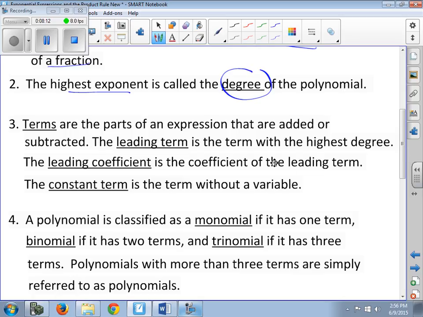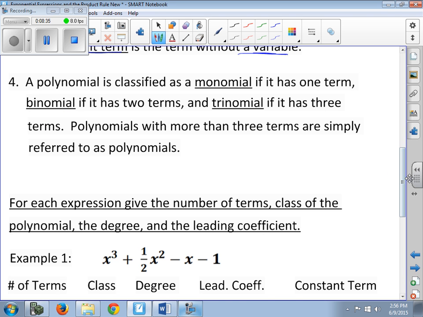Terms are the parts of an expression that are added or subtracted. The leading term is the term with the highest degree. The leading coefficient is the coefficient of the leading term. A constant term is the term without a variable. A polynomial is classified as a monomial if it has one term, a binomial if it has two terms, and a trinomial if it has three terms. Polynomials with more than three terms are simply referred to as polynomials.